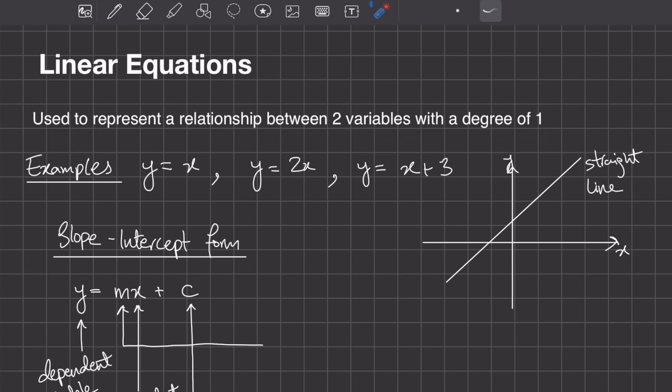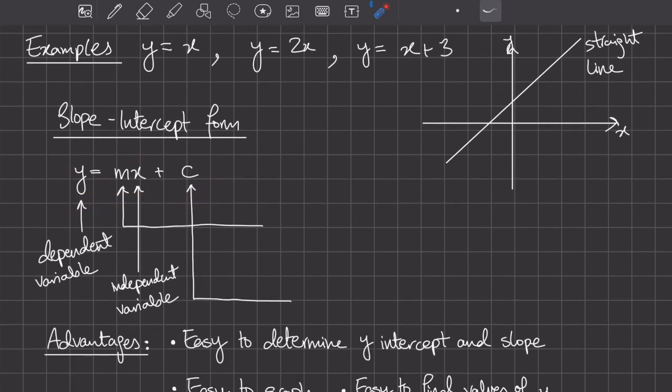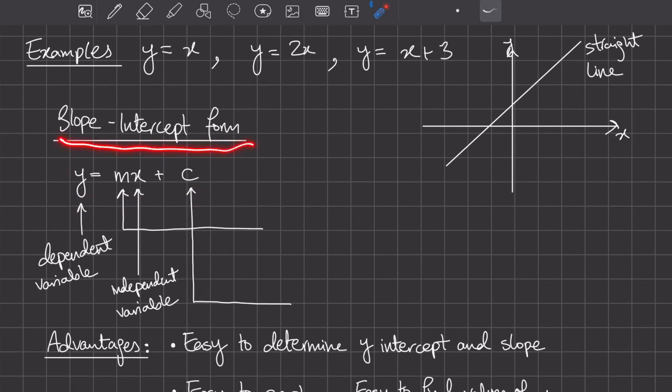1, which means that if we sketch the equation on a pair of axes, the sketch will just be a straight line. The general form of a linear equation is y equals mx plus c. This form is also called the slope-intercept form. Here, y is the dependent variable, x is the independent variable, and m and c are constant values.